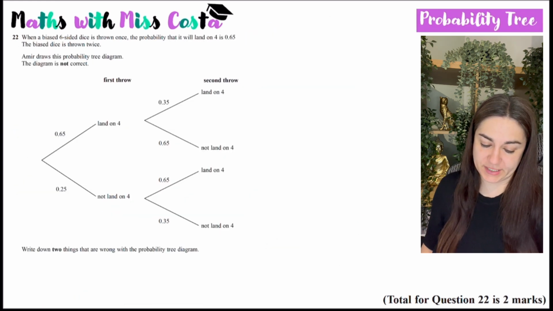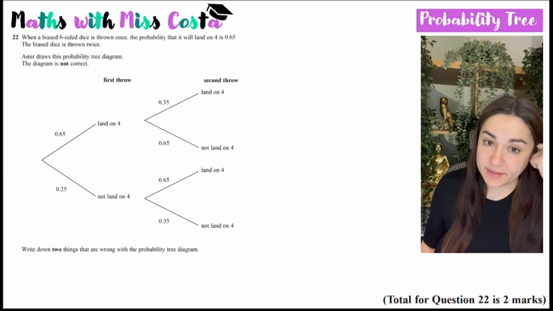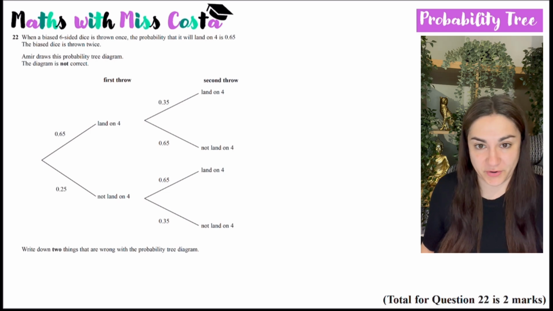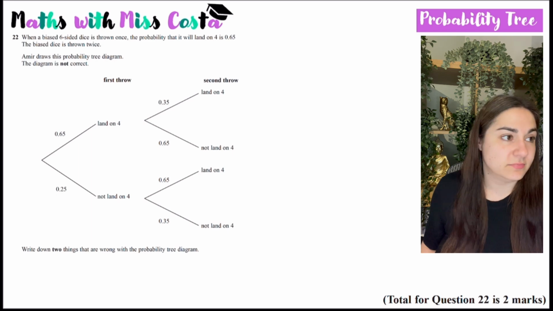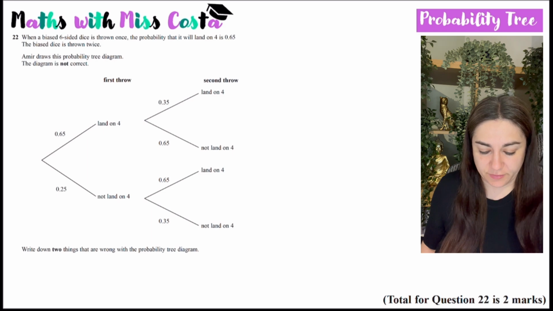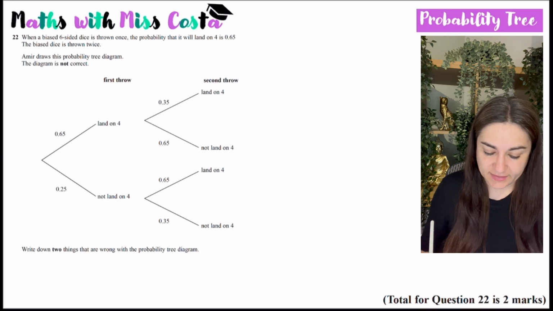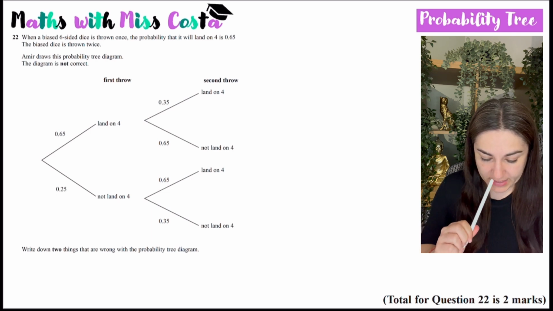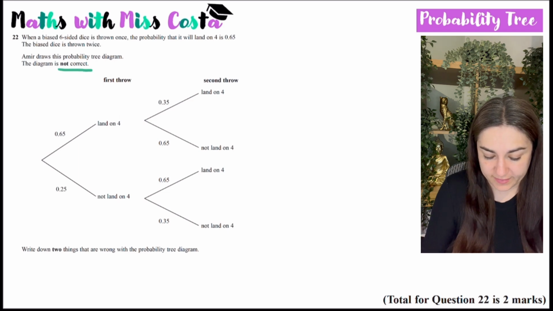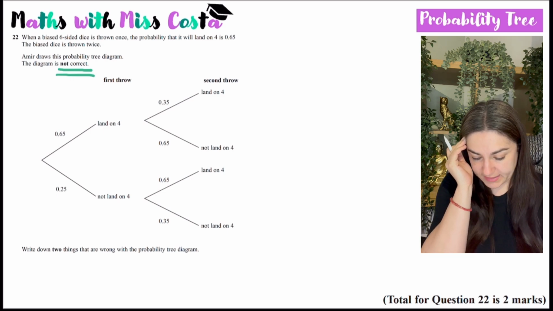Okay, next I've got a probability tree. So I'm told that when a biased 6-sided dice, and biased means that it's not fair, it's not like a normal one, something's happened to it, like a weight has been put on it to make it land on one side more times than the other sides. So when a biased 6-sided dice is thrown once, the probability that it will land on 4 is 0.65. The biased dice is thrown twice. Amir draws this probability tree diagram, and we're told that the tree diagram is not correct. So I'm told to write down 2 things that are wrong with the probability tree diagram.